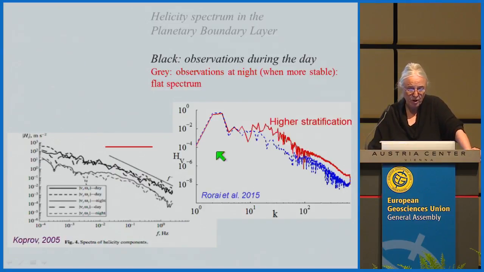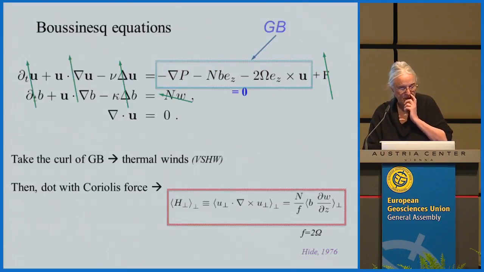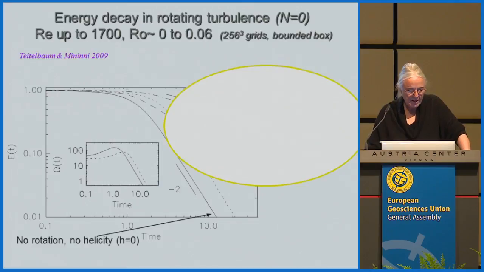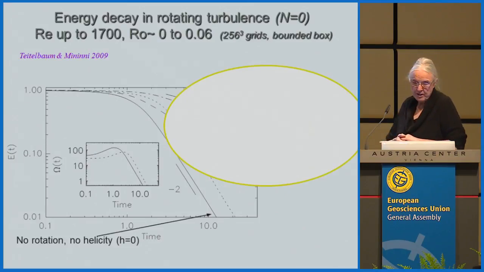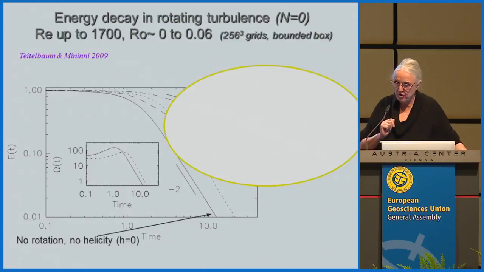Something that you can recover through numerical simulation, as the stratification increases from blue to red, the part of the helicity spectrum that is flat increases also. So there is a signature of helicity in what you measure. The other thing that's different for helicity is that the temporal decay of energy is different in the presence of helicity and stratification.